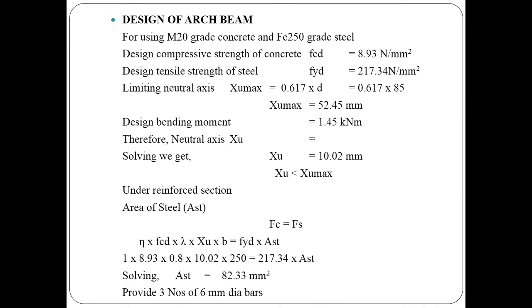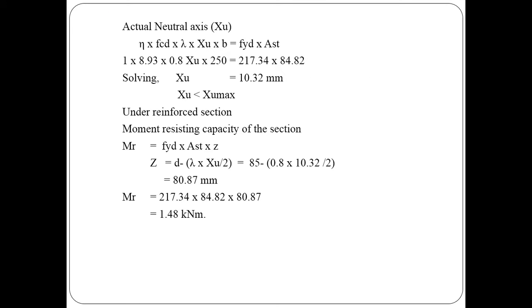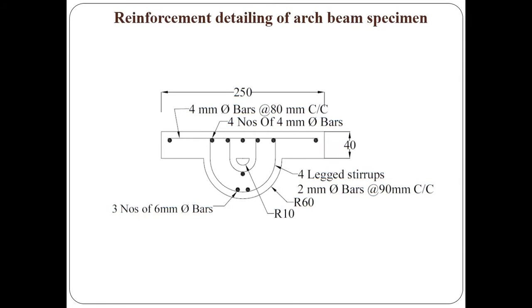And design of arch beam. Here the design compressive strength of the concrete is 8.93 Newton per mm square, and design tensile strength of steel FYD is 217.34 Newton per mm square. Here used mild steel. Here also using 4 mm dia bars for main reinforcement. Actual neutral axis. And calculate the moment resistance of the sections. Hence the section's resisting capacity is more. Hence the section is provided.